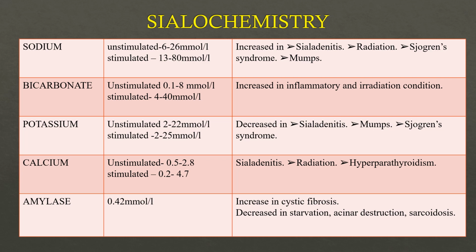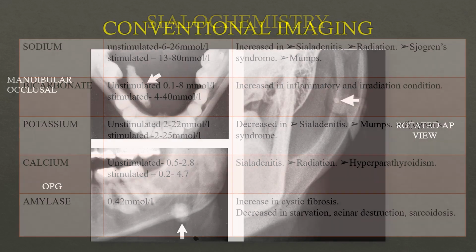Calcium in unstimulated saliva is 0.5 to 2.8 millimoles per liter, and in stimulated it is 0.2 to 4.7 millimoles per liter. It is increased in cases of sialadenitis, radiation, hyperparathyroidism. Amylase level is 0.4 to millimoles per liter. It is increased in cystic fibrosis, whereas it is decreased in starvation, acinar destruction, and sulfur.